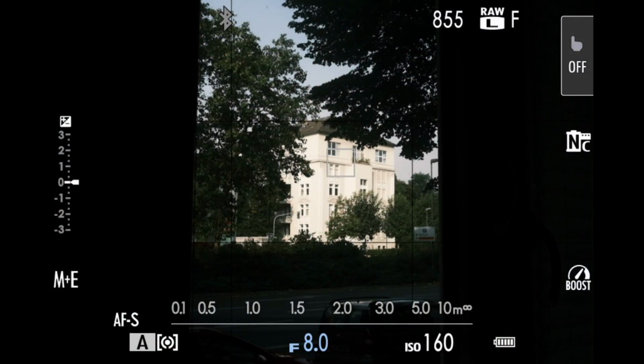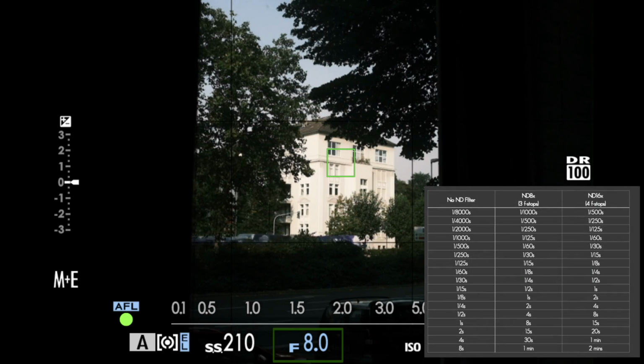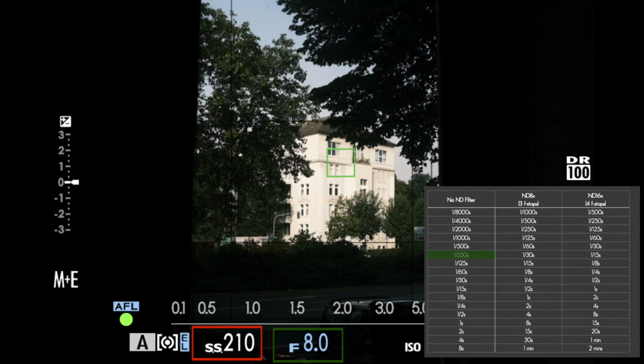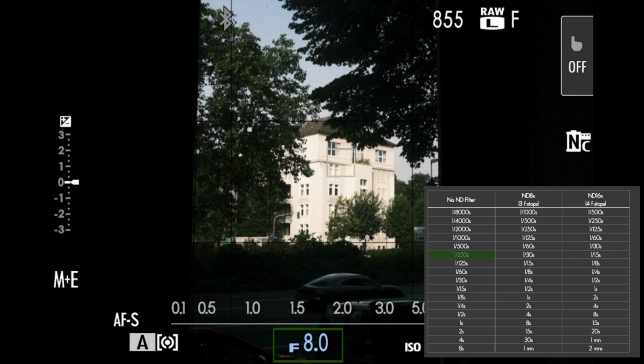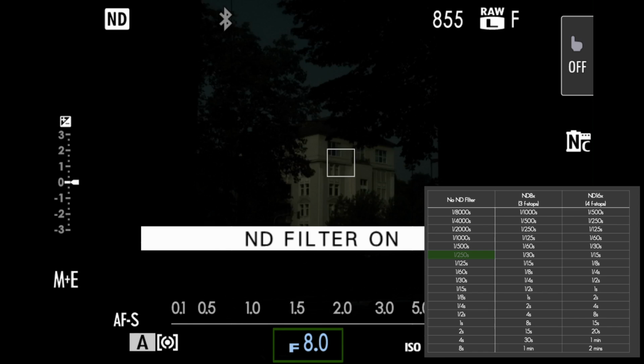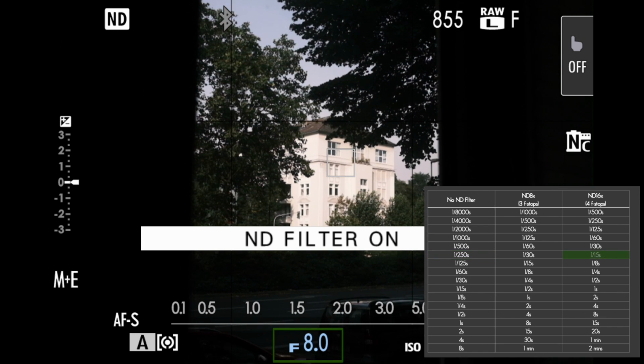So now I want to demonstrate what happens by looking at this beautiful building right outside my window. If I set my aperture to f8 and my shutter speed to auto, I get a shutter speed of about 2/250th of a second, rounded to the nearest full stop of course. Now when I turn on the ND filter, my shutter speed is reduced to 1/15th of a second, so it's 4 stops slower in relation to the same aperture.